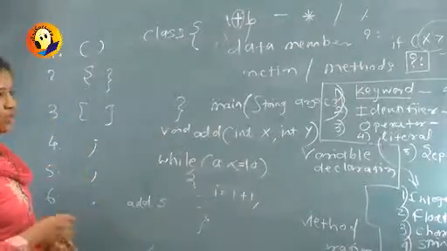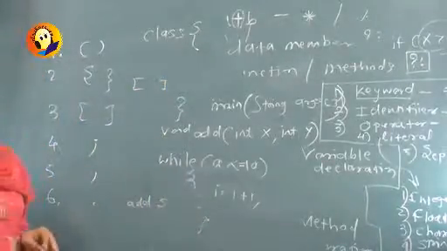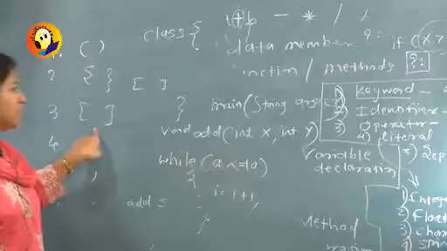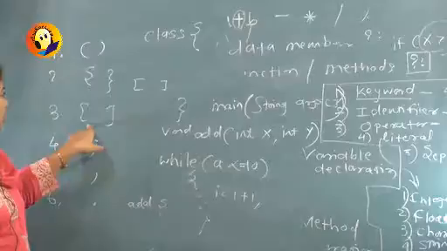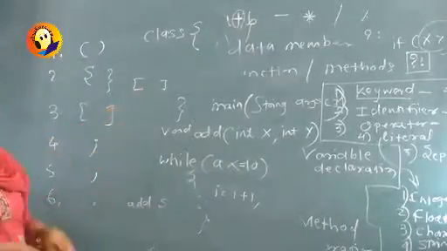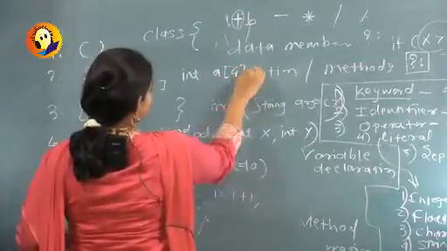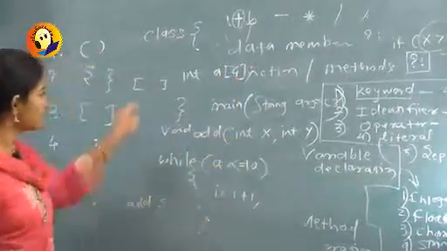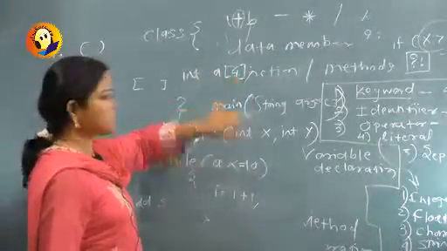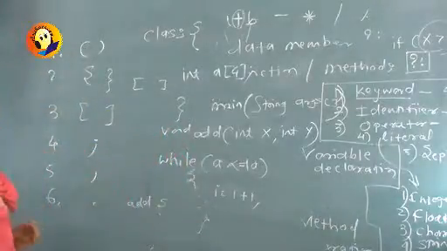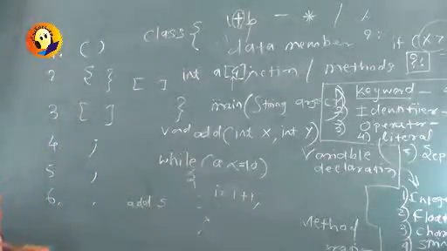Third one, opening square bracket and closing square bracket. Opening and closing square brackets are mainly useful in the case of arrays. To provide the size of an array, we use opening and closing square brackets. For example, int a of size 4. So a is an integer array of size 4. This is the declaration of an array, and in it we use square brackets for specifying the size of the array. So we can store 4 integer elements in the array.